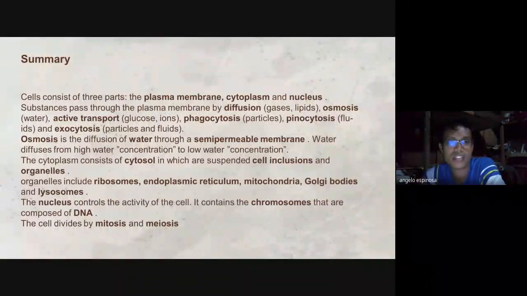Cells consist of three parts, no? As what I said, it consists of three parts. We have plasma membrane. This is the main part, okay? Cytoplasm, where the organelles can be found, and the nucleus, where the chromosomes can be found. Sometimes gases and lipids pass through the plasma membrane by diffusion.